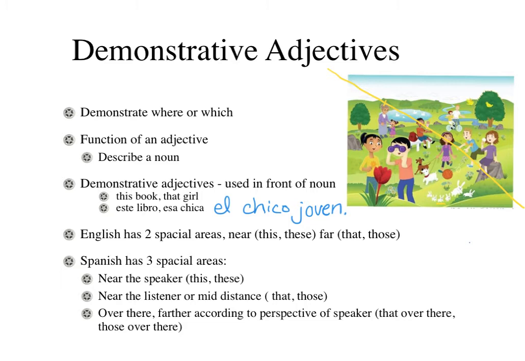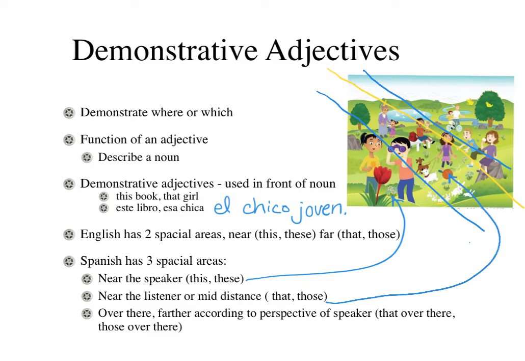Spanish is going to divide this area up into three zones. The first zone would be something nearest to the speaker. So it would be these guys right here. Oh, see how I said that even in English? These, because it's plural. The mid-range in Spanish would probably be around here somewhere. Equivalent to in English, that or those.